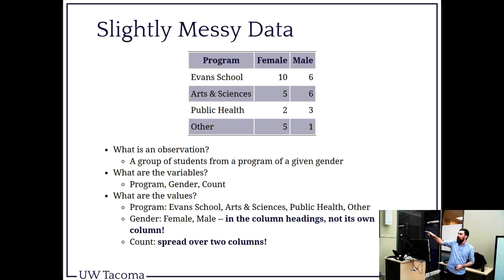Gender, its values are male and female, but they're being represented up in the column headings instead of being in the actual cells, and the count is being spread over 2 columns. This is something I would call slightly messy data. It's very human readable. It's a crosstab. Anybody can read it, so it's nice. For your computer, this is not a useless format, but it's still annoying to deal with.